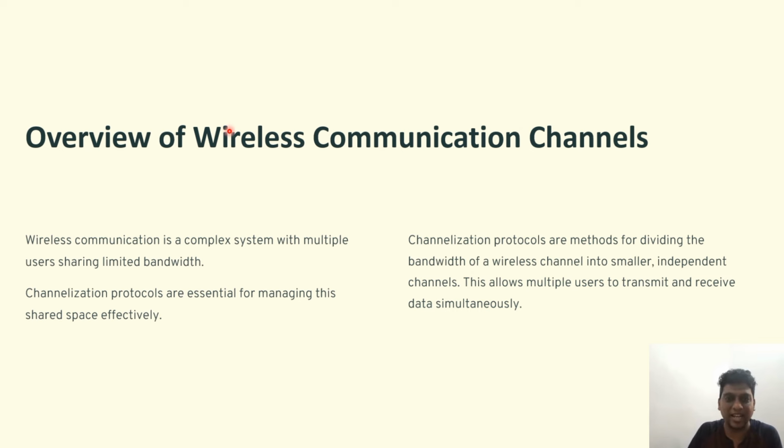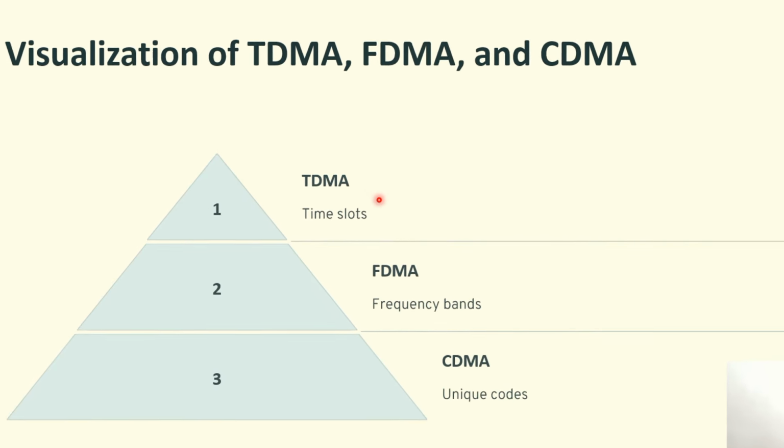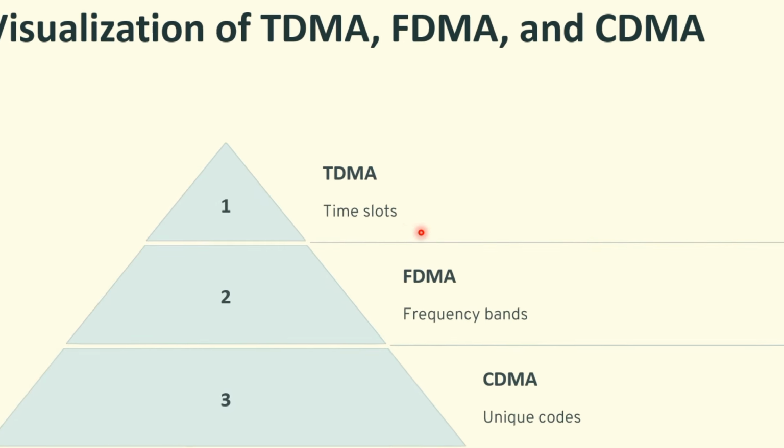Normally, wireless communication is a complex system with many users sharing a limited amount of bandwidth. So channelization protocols are required for managing the spaces in an efficient manner. The different types: TDMA works based on time slots, and FDMA, based on the frequency band, allocates frequencies for the users. Then code division multiple access has some unique codes and combines the methods of TDMA and FDMA.